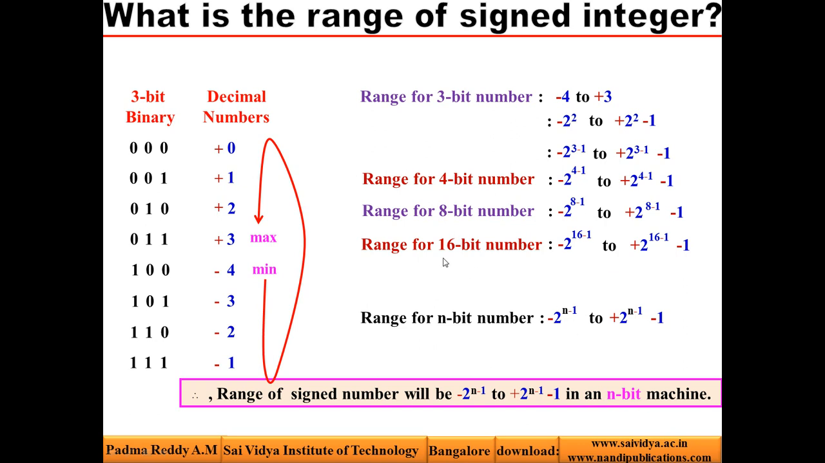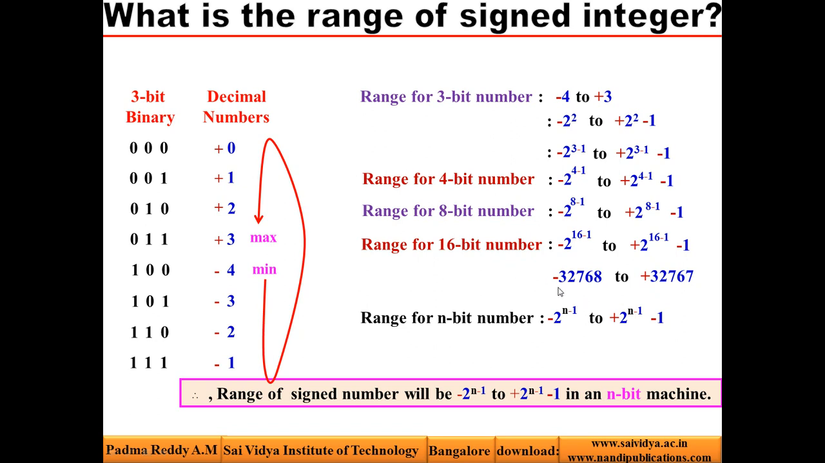Now if I take a 16-bit number, what is 16 minus 1 here? 15. Minus 2 to the power 15 is minus 32,768. Plus 2 to the power 15 is 32,768, minus 1 means plus 32,767. So for a 16-bit number, the minimum number is minus 32,768 and the maximum number is plus 32,767.